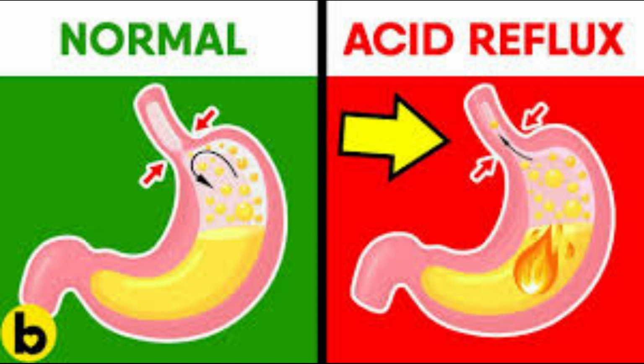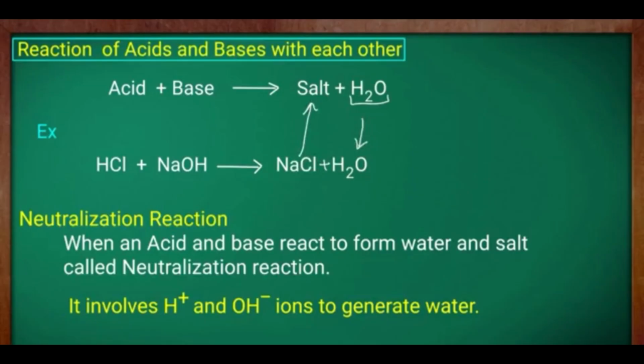Acids react with bases or alkalis to form salt and water. Note, a water-soluble base is called an alkali. When an acid reacts with a base, it forms salt and water. Example, when sodium hydroxide, that is NaOH, reacts with HCl, it forms NaCl, sodium chloride, and H2O.